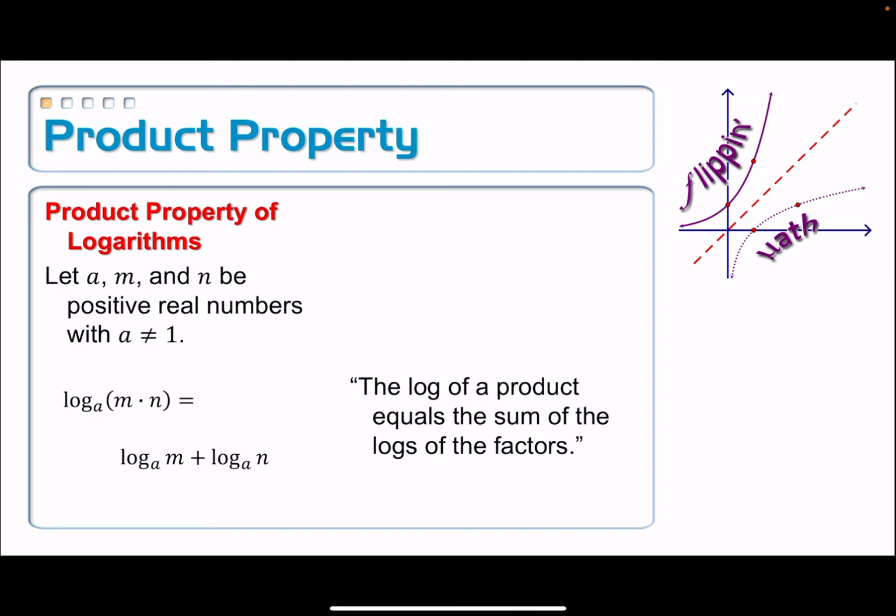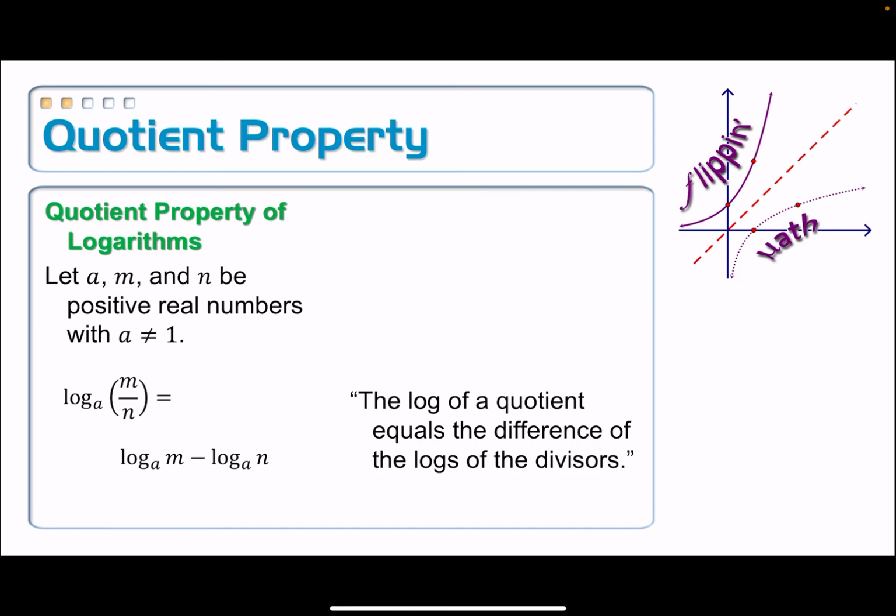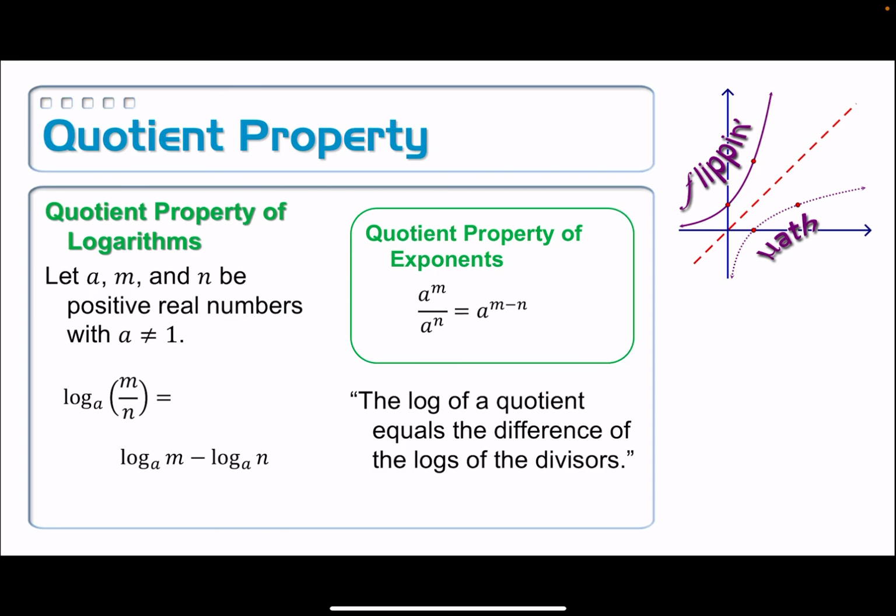Then we have the log base A of the product is supposed to be equal to log base A of M plus log base A of N. The reason why, of course, is because it's based on a property of exponents, where I'm multiplying with like bases, I'm just supposed to add the two exponents. Then I have one for quotients, the quotient property of logarithms. Log base A of M divided by N is going to turn into a difference of these two logs because of the quotient property of exponents. A to the M divided by A to the N, I have like bases, I subtract the two exponents.